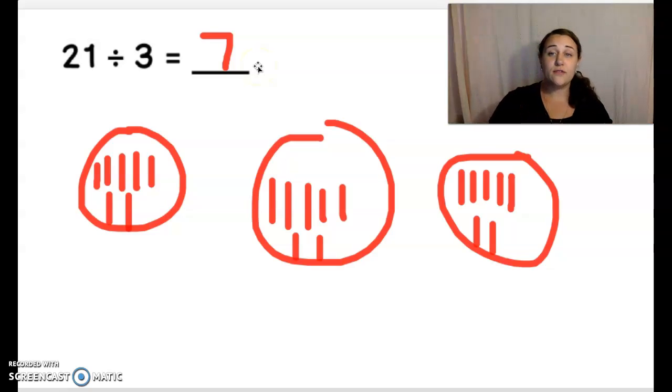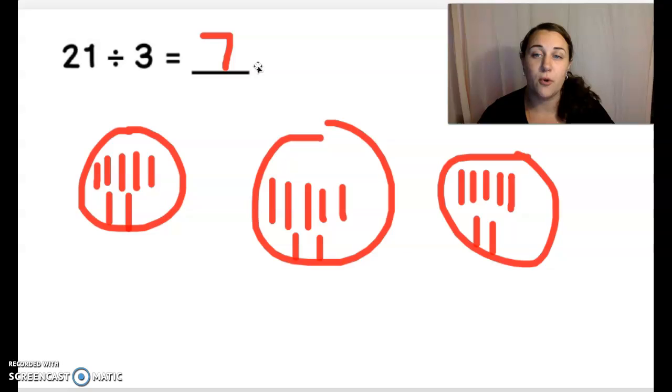Now again, for my friends who know their multiplication facts by heart, if you saw this, you could have said 21 divided by 3, well, 3 times 7 equals 21. And I see I have 21, I have the 3, all I'm missing is my 7. Because if you read this backwards, it would be 7 times 3 equals 21. So multiplication and division, they're opposites. They go hand in hand. So if you know your multiplication facts, it makes your division facts so much easier.